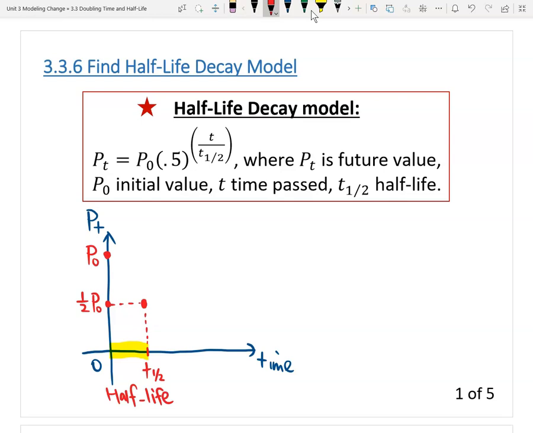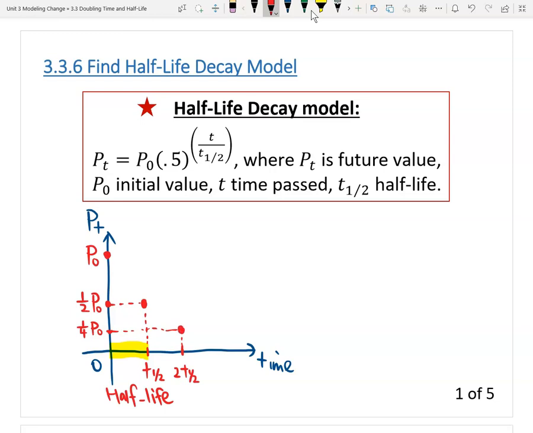Now, if I give you another point, if we go through another half-life, so the time goes to 2 times the half-life. By the definition, go through a half-life, the value goes down to half. Therefore, this time it goes down to half of a half, which is a quarter of P0, right? Okay, let me get this point. Now we do have a data point here.